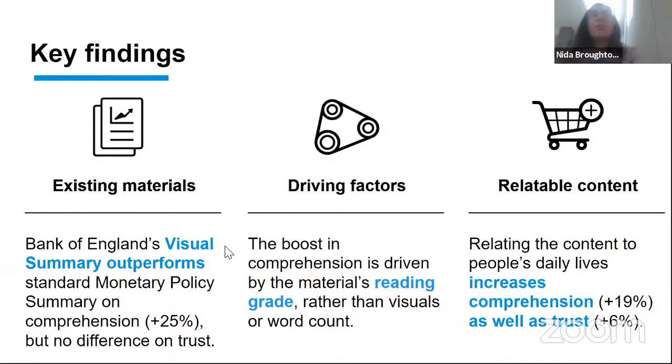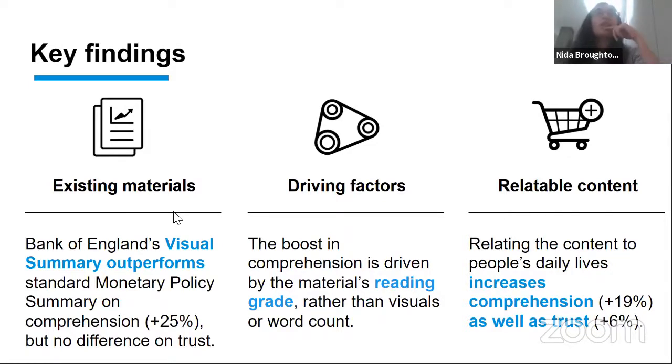So just to quickly wrap up in terms of the key findings. The new innovation from the Bank of England introducing this visual summary improves comprehension compared to what we had before by around 25%. Most of that boost in comprehension seems to be driven by the reading grade, not really the visuals themselves. And finally, relating the content to people's daily lives further increases comprehension by another 19%, as well as trust on the different scales that we were measuring.